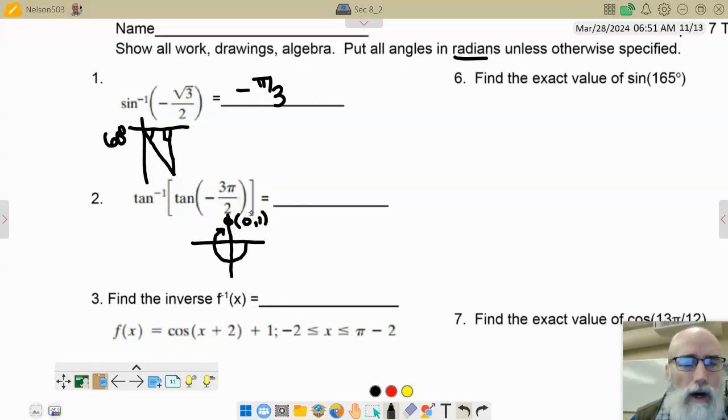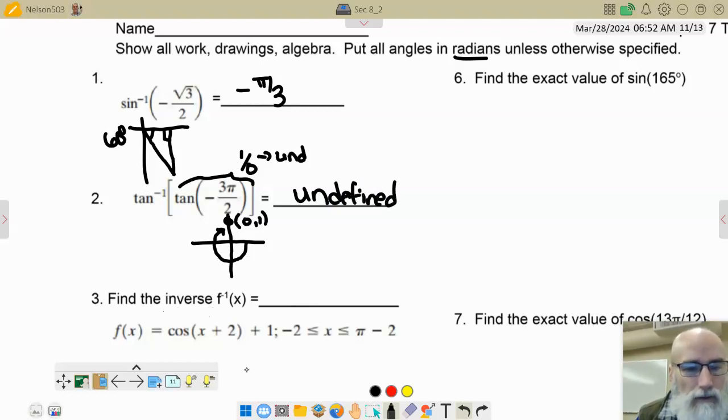And tangent is the y over the x. So what this is all equal to right here is 1 divided by 0, which is undefined, right? So we can't take the inverse tangent of something that's undefined. So this whole thing is undefined. All right. Okay. Find the inverse.